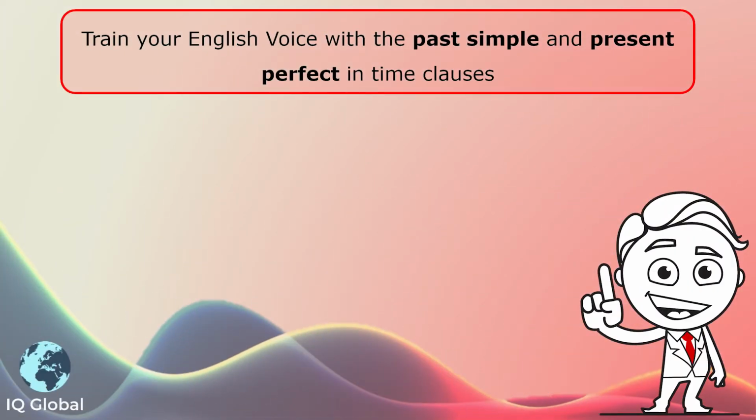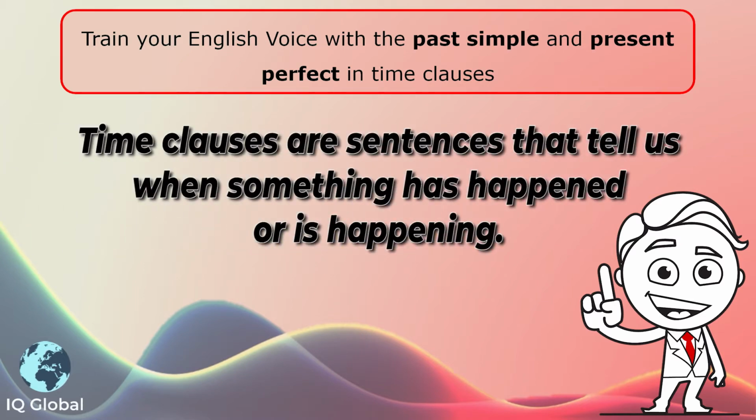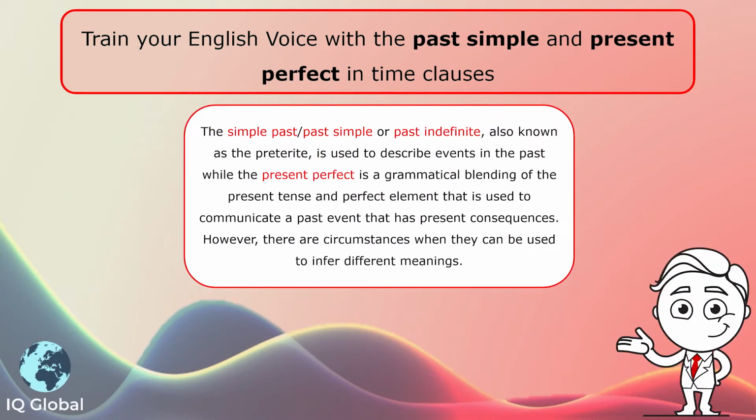In this section, we are going to learn how to use the past simple and the present perfect in time clauses. Time clauses are sentences that tell us when something has happened or is happening. So how do we use them?